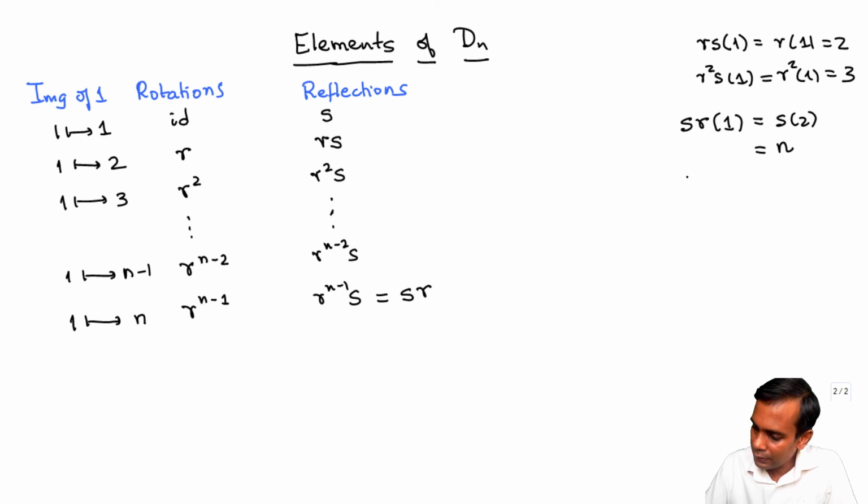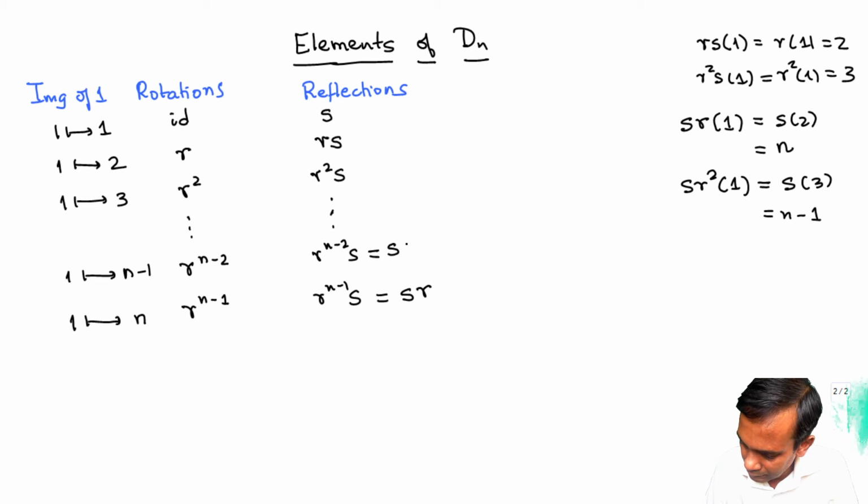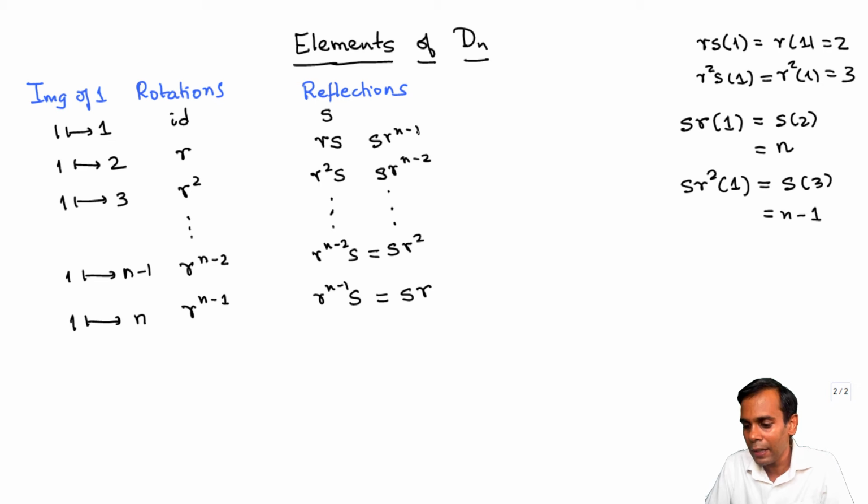Okay, and let's look at S R squared of 1. So this is S of 3, but that's n minus 1. So this is S R squared, and as you can guess, this will go the other way. This will be S R to the n minus 2. This will be S R to the n minus 1, and this will be S R to the n, but R to the n is identity. This is just S.